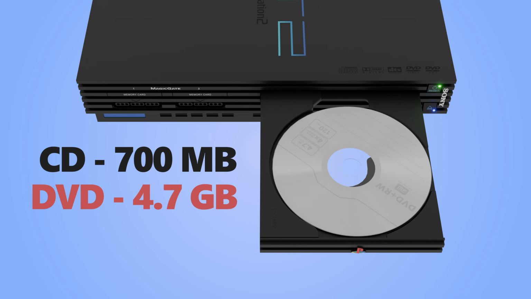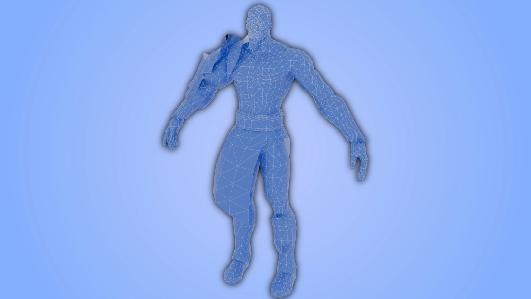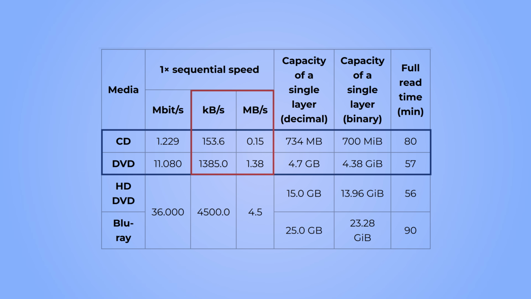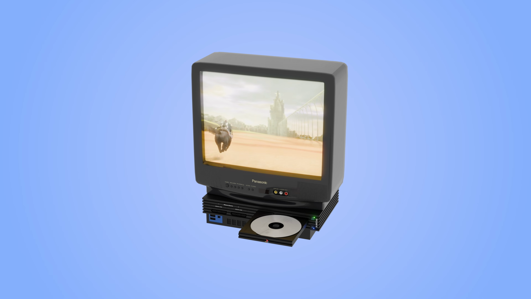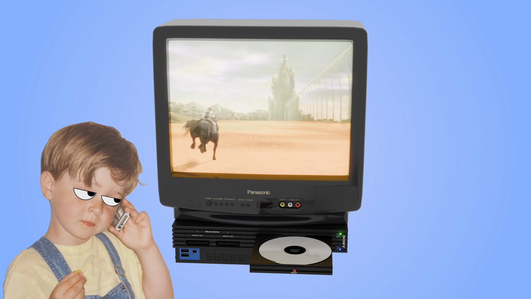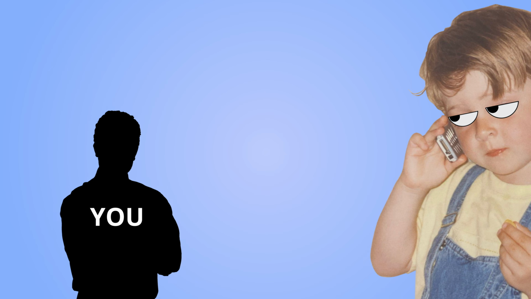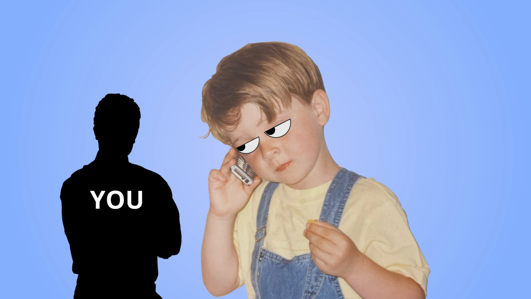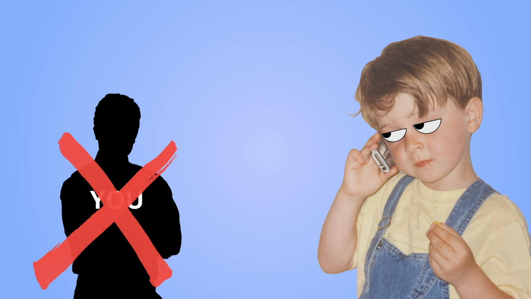Aside from the obvious fact that DVDs had more storage space, which meant higher resolution textures and more detailed models, DVDs had much higher data transfer speeds. And when your entire game is being read in real time off of a spinning piece of plastic, you'll take any advantage you can get. I'm gonna take a wild guess here and assume you know how CDs work. If not, that's fine, I'm gonna explain it anyway.